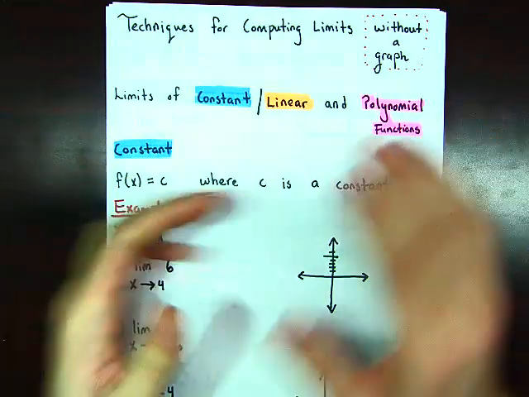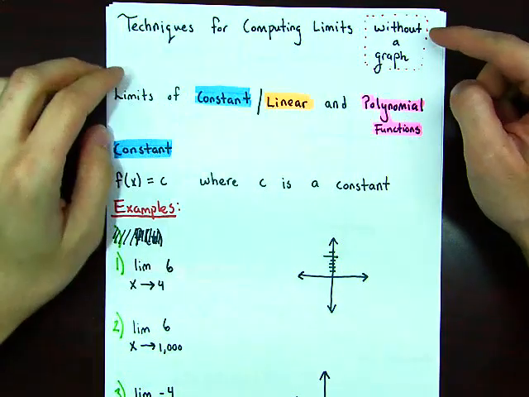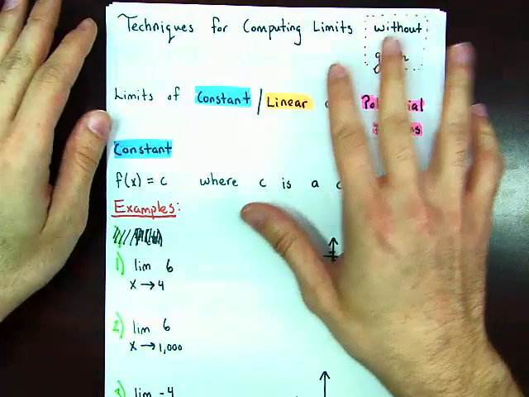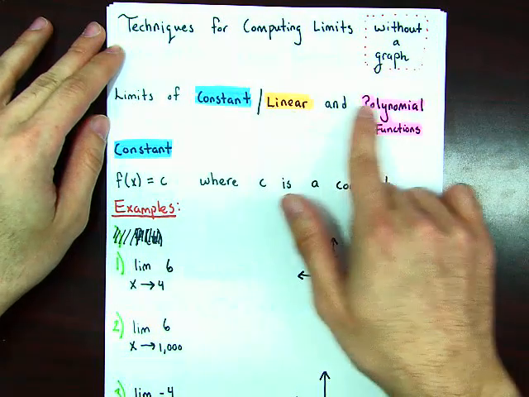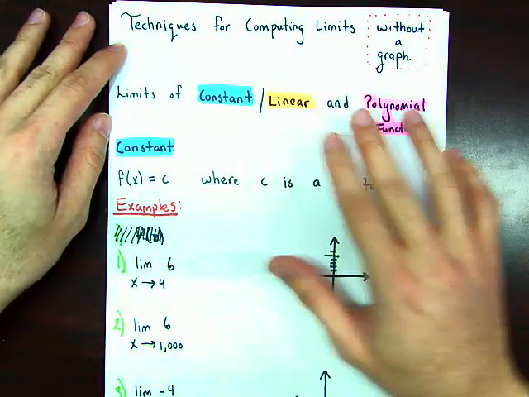Let's do this. So the game plan for today is what are the techniques for computing limits without a graph, all right? Here, the first part will be very straightforward. If we have a constant, linear, and/or a polynomial function, these limits are very straightforward to evaluate.